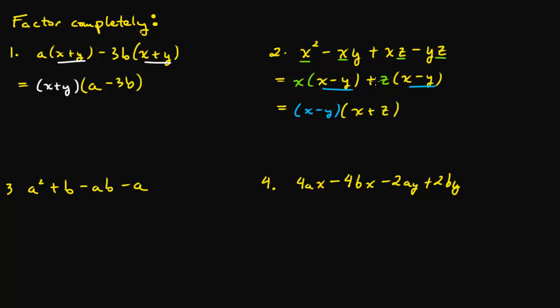So all that I did was I just common factored out x minus y out of these two terms that I've created. And now this is fully factored. I have, in factored form, x minus y times x plus z.